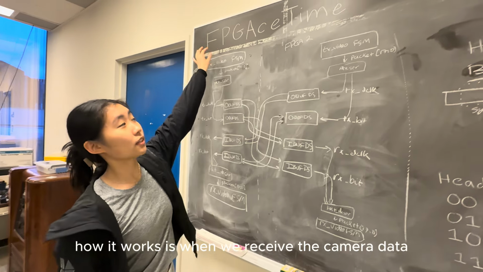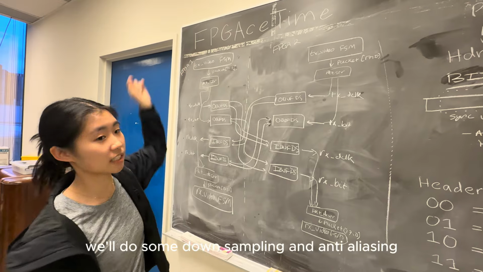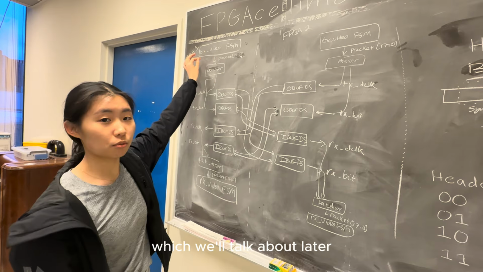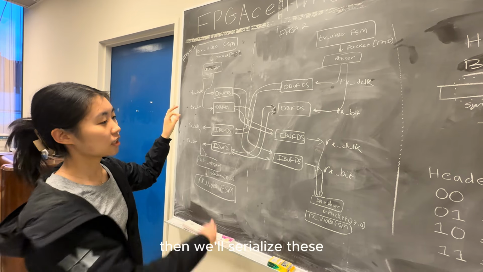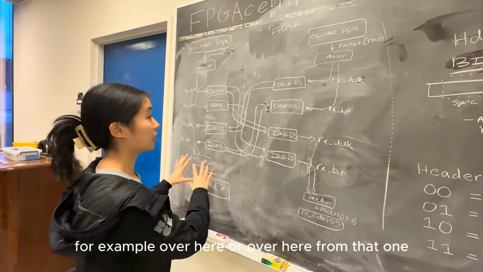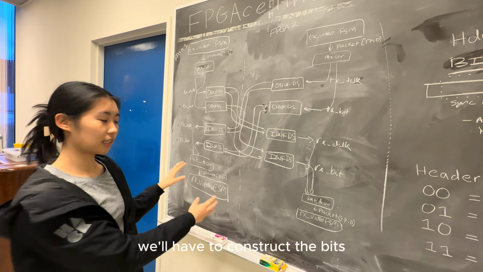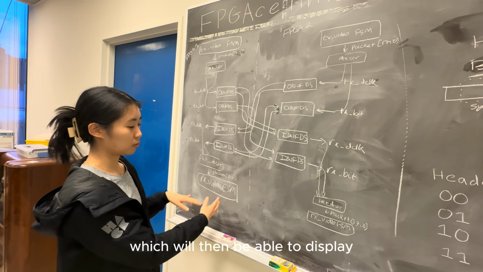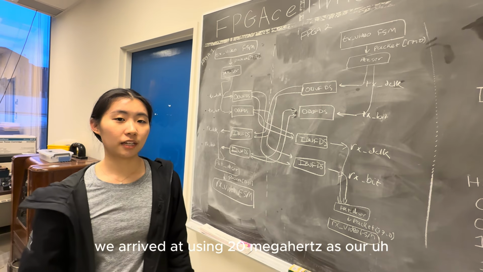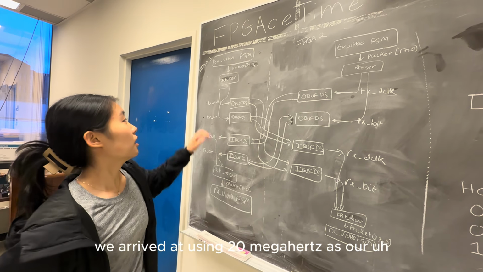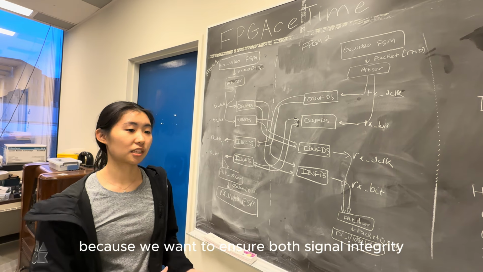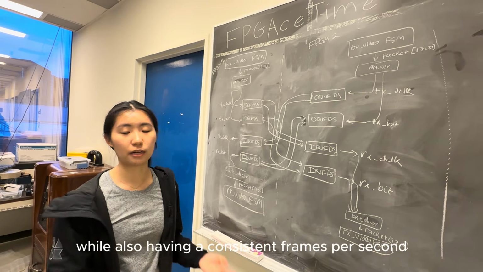How it works is when we receive the camera data, we'll do some downsampling and anti-aliasing, which gives us 320 by 180 in the end. We'll construct some packets, which we'll talk about later. Then we'll serialize these to send them one bit at a time to the other FPGA. Then when we receive it, for example, over here or over here from that one, we'll have to construct the packets again into these 18-bit packets, which will then be able to display either on the monitor or through audio. We arrived at using 20 megahertz as our transmission clock because we wanted to ensure both signal integrity while also having a consistent frames per second.